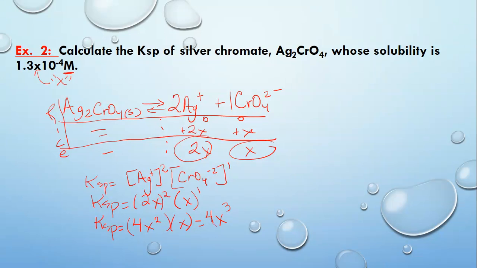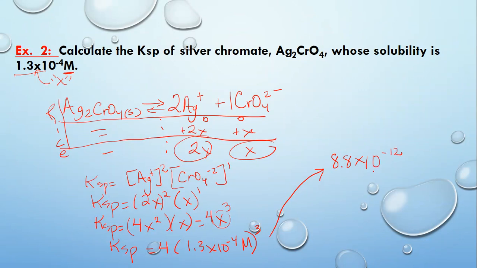Now we just said that our x value is equal to the solubility, and that was given. So KSP is equal to 4. Now substituting your x value, 1.3 times 10 to the negative 4 molar, and that's quantity cubed. Plugging that into your calculator, cube that, and then multiply by 4, you'll get 8.8 times 10 to the negative 12. Unit will be molarity cubed. This is your solubility product constant for this particular silver chromate, and notice it is a dilute solution. It's a low concentration.